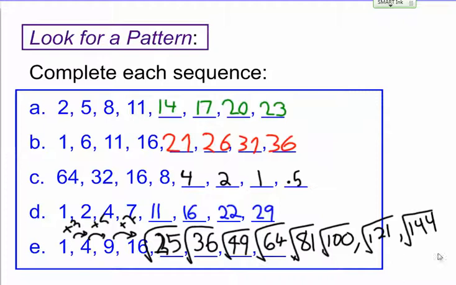And then we also looked at these. If I put the square root symbol in front of each one, square root, square root, square root, it goes 1, 2, 3, 4, 5, 6, 7, 8, 9, 10, 11, 12. So really it's about looking for patterns, and it relates to Unit 2, which is all about using variables, and you can use variables to describe patterns.